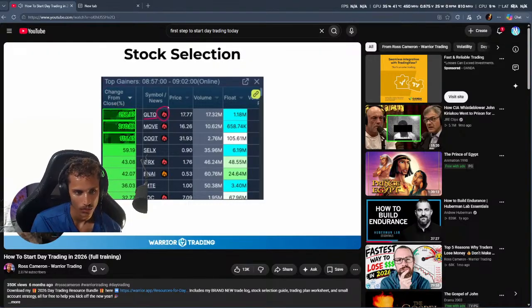This symbol right here tells us it's a flame if the stock has news. So if it's got news within the last 2 hours, the flame is red. If it's within the last 12 hours, it's orange. And if it's further back than that, then it's yellow. It's got to be within 24 hours. This tells us the price of the stock. This tells us the amount of volume that's traded hands.